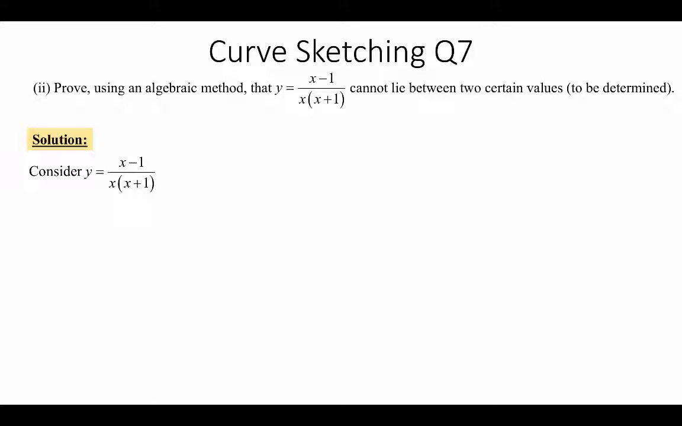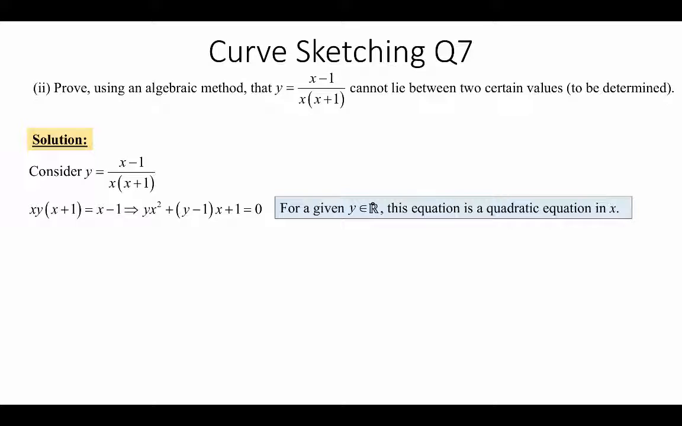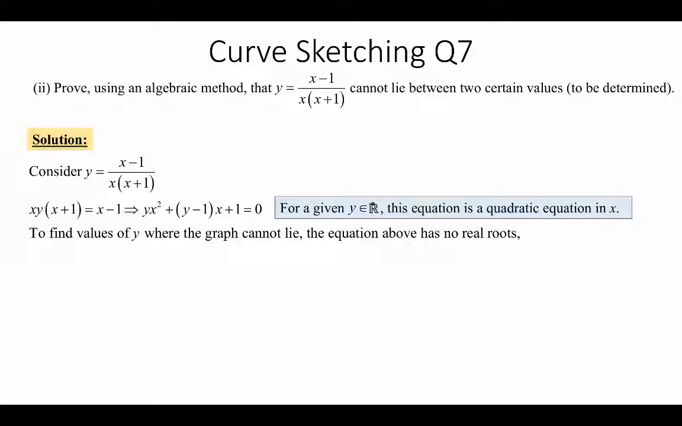In order to solve this problem, first, we will manipulate the equation such that we obtain a quadratic equation in terms of x, with y seen as a coefficient of this equation. To find the values of y where the graph cannot lie, we have to make sure that this quadratic equation has no real roots. In other words, we need the discriminant to be less than 0.